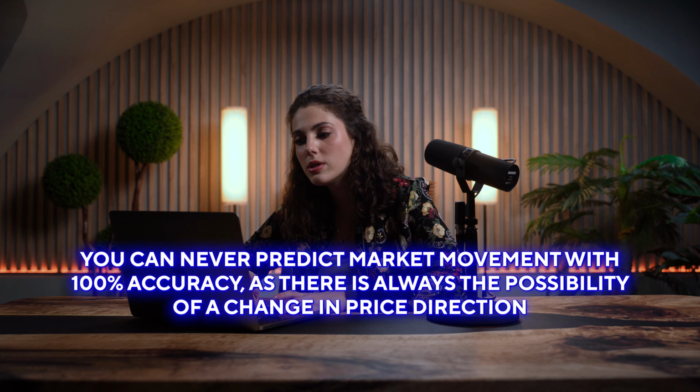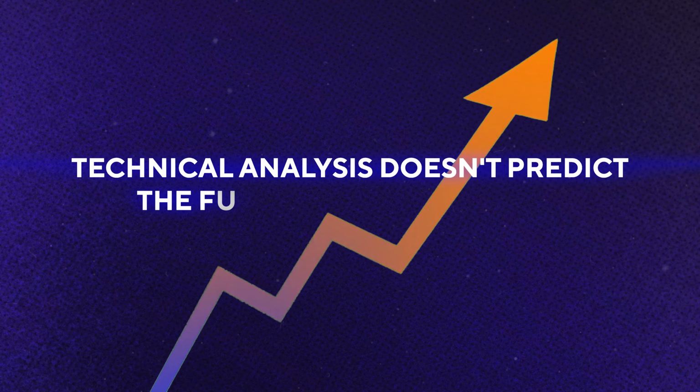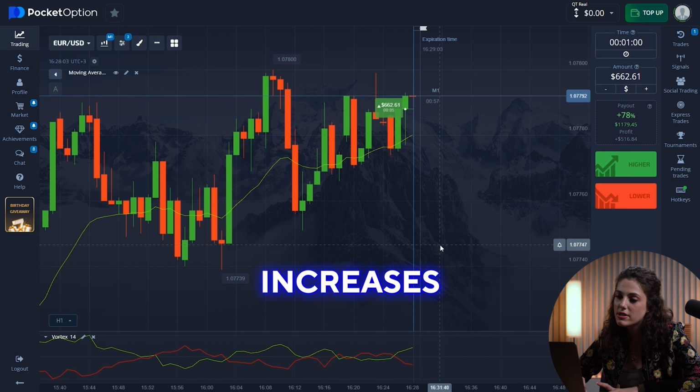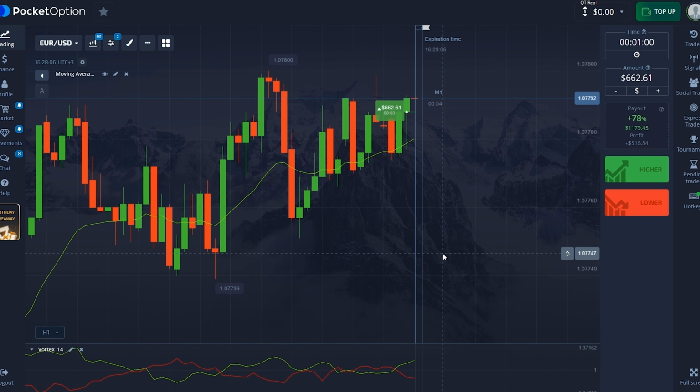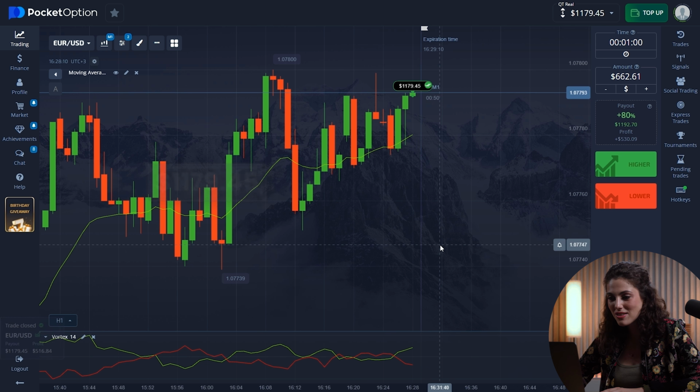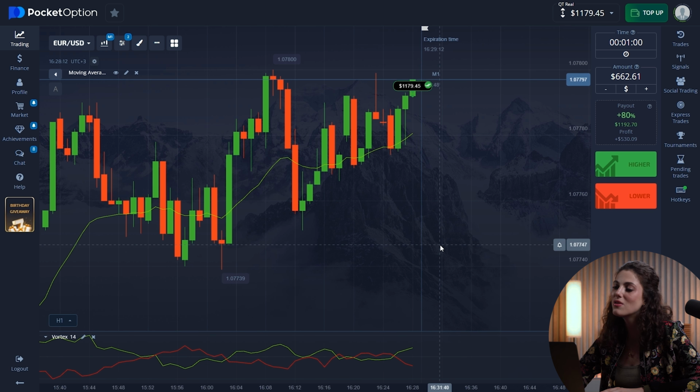You can never predict the market 100%. There is always a chance that the movement will change. Technical analysis doesn't predict the future, it just gives an approximate direction. Adding indicators increases your chances of success. Awesome! Another trade in the green, and I've now boosted to $1,000. Let's move on to the next.